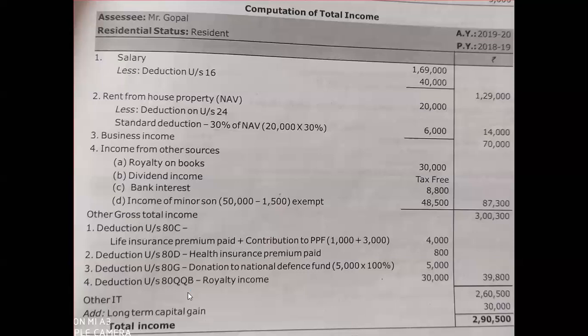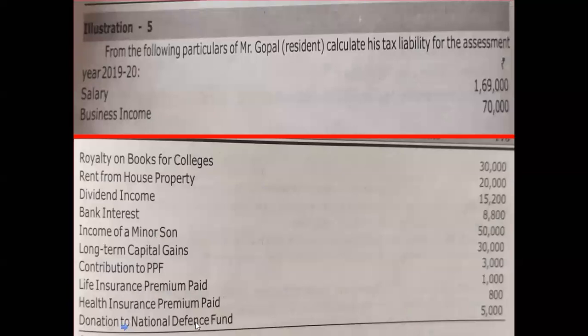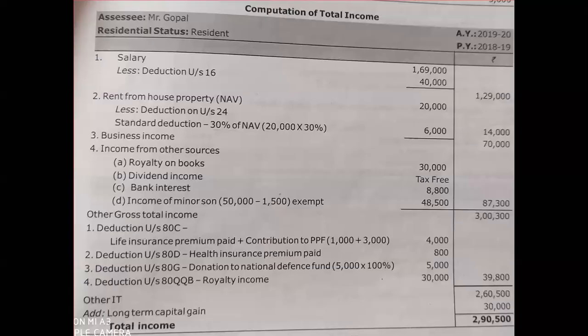Next amount is donation to National Defense Fund. So already discussed, any amount which has been given for the national or state or the disaster fund, that donation is eligible for 100% deduction without maximum limit. So 5,000 is the contribution or donation into 100% without maximum limit. 5,000 can be claimed as deductions under section 80G.